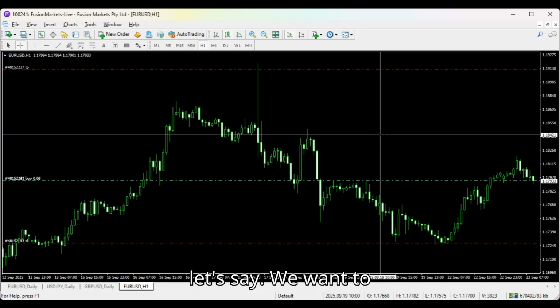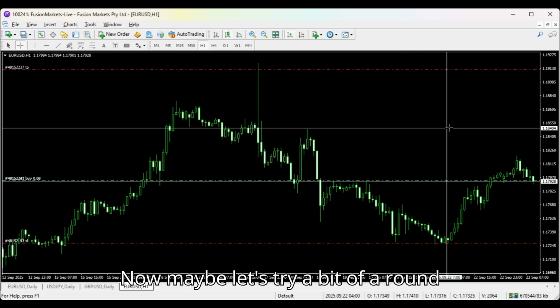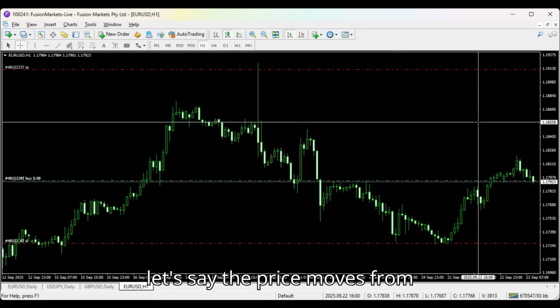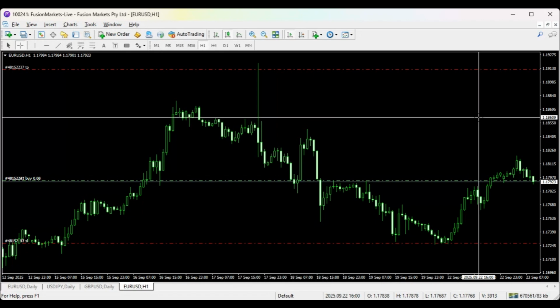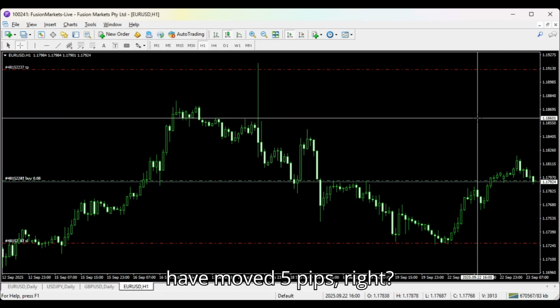So let's say the price is currently at 1.842, and if the price moves to 1.848, that means that we have moved 6 pips. Maybe let's try a bit of a round number, but let's say the price moves from 1.1855, and if it moves to 1.1860, that means that we have moved 5 pips.